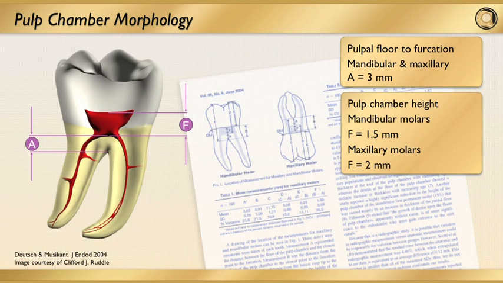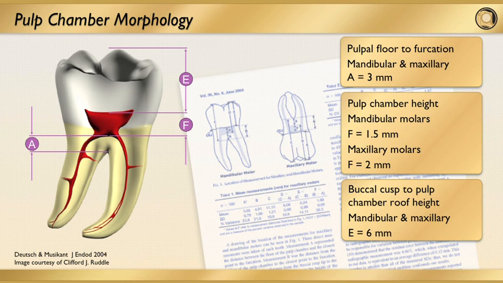Secondly, the pulp chamber height is represented by the letter F on the diagram to the left. In mandibular molars, the actual height from the pulpal floor to the roof of the chamber was found to be on average 1.5 millimeters. And in maxillary molars, that distance was closer to 2 millimeters. Although there is some variation, it gives us a good idea of the amount of space that we have before we violate the A value, or the furcation thickness.